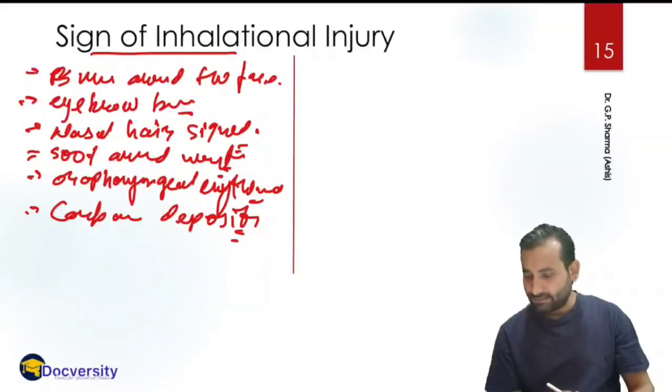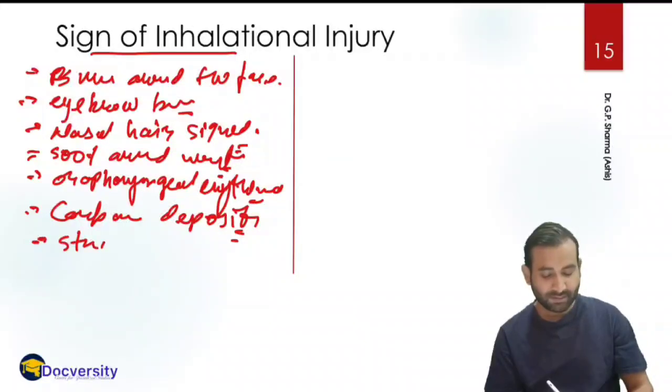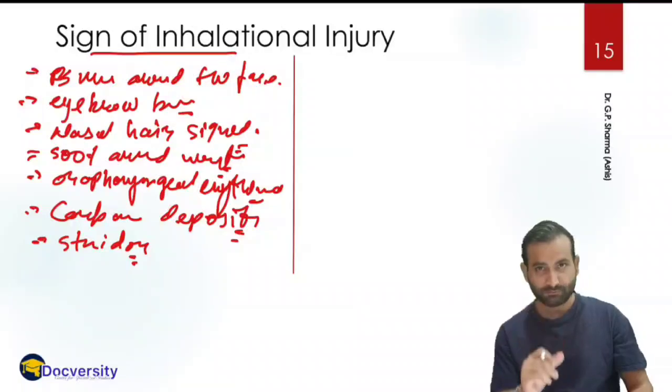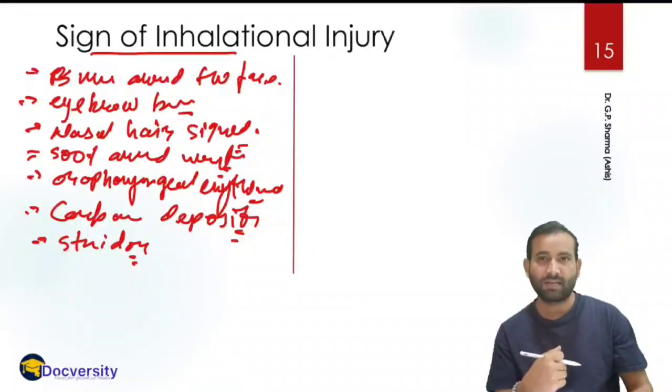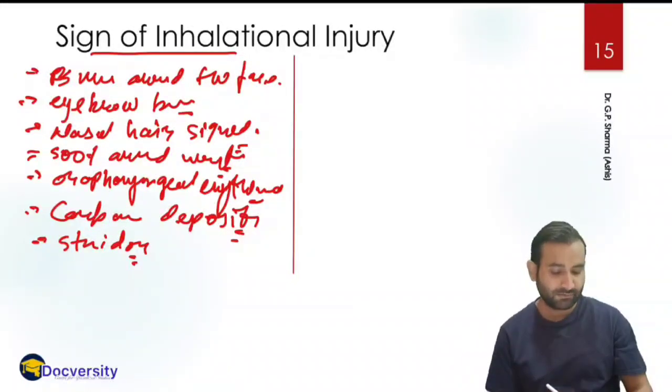Yes, stridor may be present in the patient. Stridor, we already discussed the mechanism, right? Because there is bronchoedema. Because of the bronchoedema, what happens? The airway becomes narrow. Because of the narrow airway, the air passes through it and produces a sound, that is stridor, right? So this kind of sign you may see.